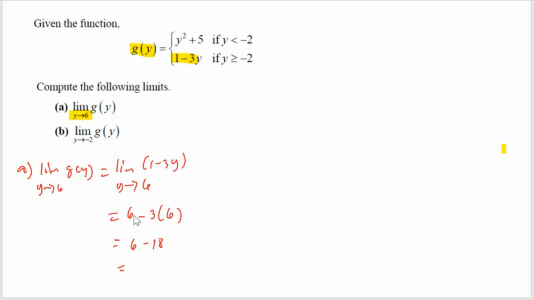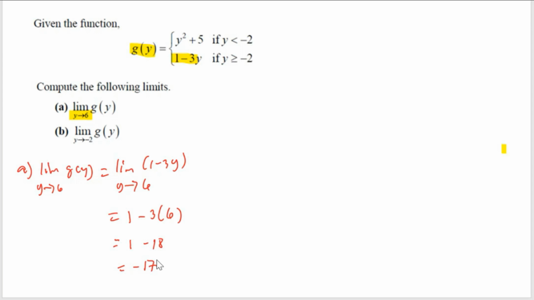Wait, why is this 6? This is not 6. The limit of 1 as y approaches 6 is equal to a constant. So the constant there is 1, not 6. So this must be 1. Again, the limit of 1 as y approaches 6 is equal to 1. So we have now 1 minus 18. Therefore, this is negative 17.